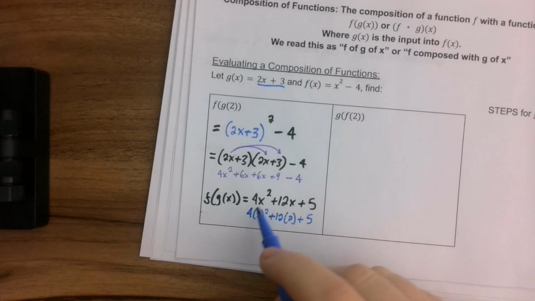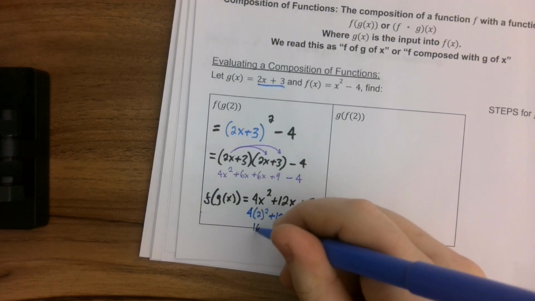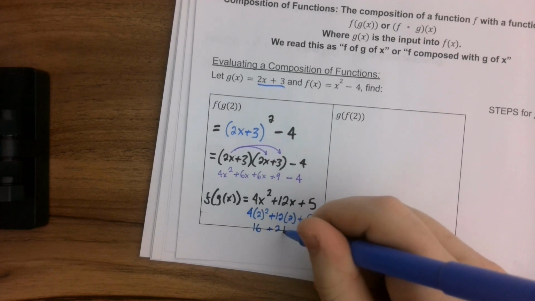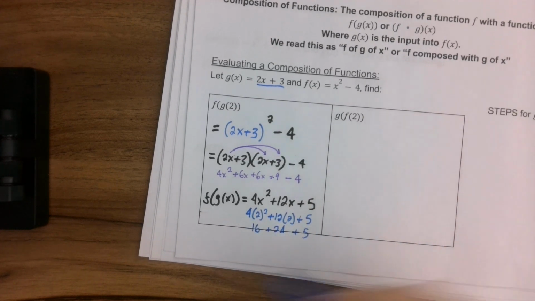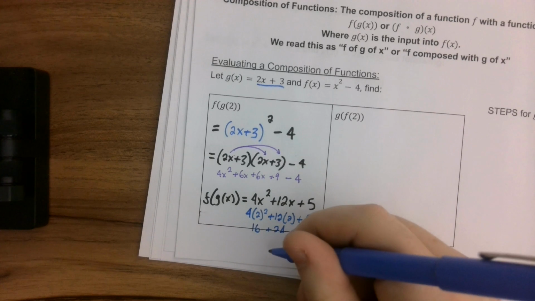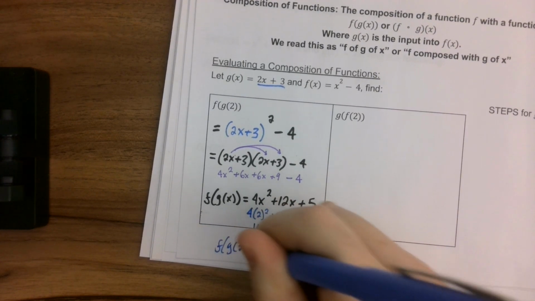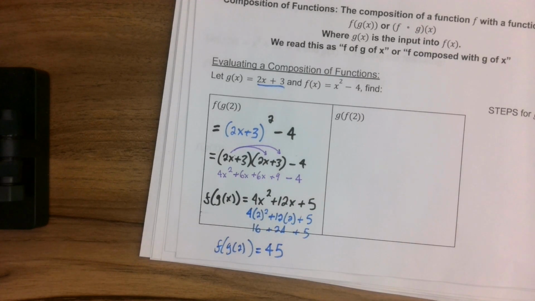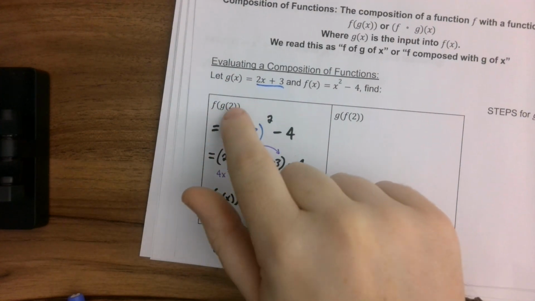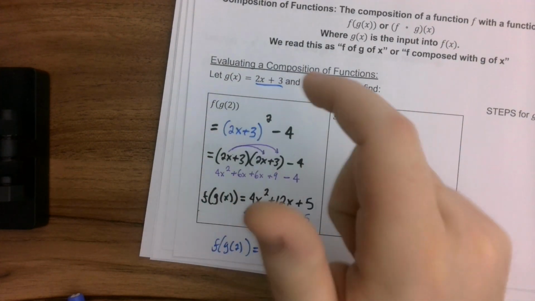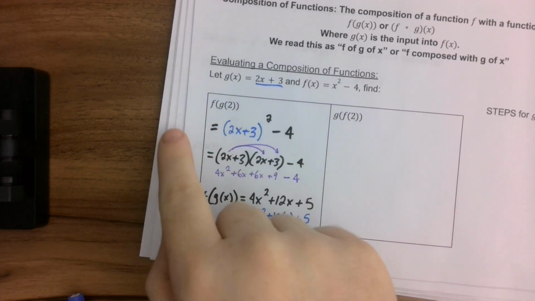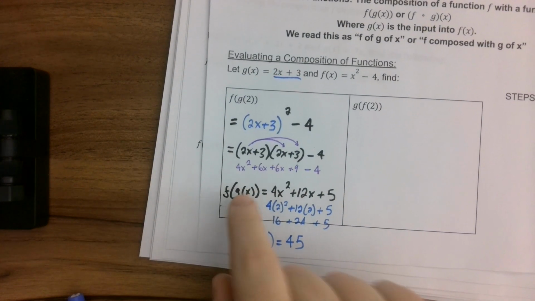Well, 2 squared is 4, so 4 times 4 is 16. This is 16. 12 times 2 is 24. And 5 is 5. What's 16 plus 24 plus 5? 45. So f of g of 2 is 45. That's one way of solving it. One way of dealing with this composition of functions, when x is not a letter, when it's a number, is to first find f of g of x, then plug in the 2.